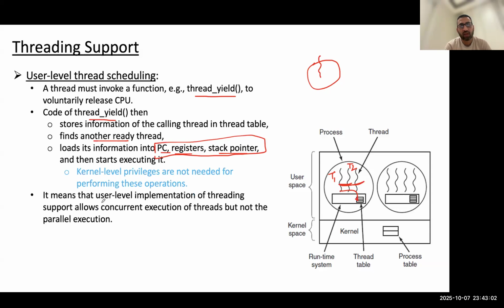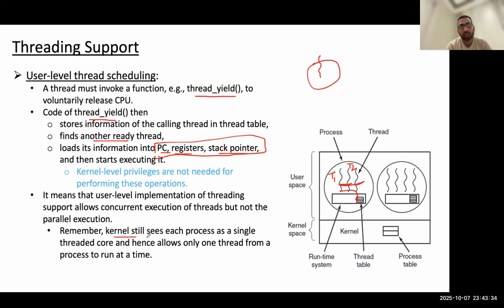So it means that user level implementation of threading support allows concurrent execution of threads, but not the parallel execution. Why? Because only one thread from a process can run on a core at a time. Not two threads at the same time. Two threads of the same process cannot run on two different cores at the same time. So the concurrent execution is possible, but not the parallel execution. Remember, there is a difference between concurrency and parallel execution, right?